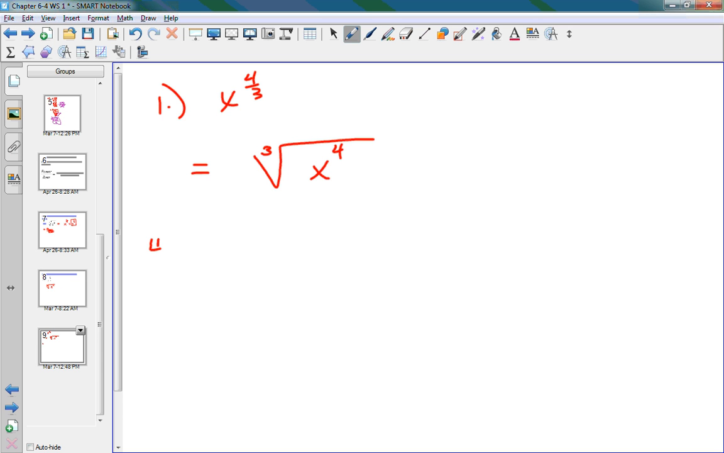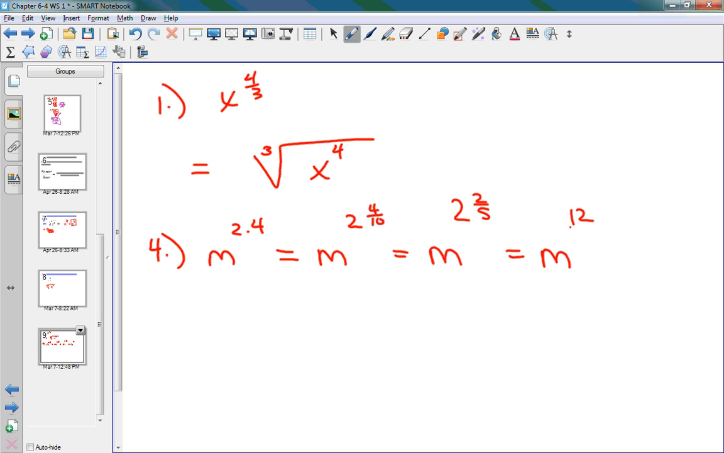Okay? Number 4, I have m to the 2.4. Well, we don't like decimals, do we? M to the 2.4 is 2 4/10, correct? What does 4/10 reduce down to? 2/5. So this is m to the 2 and 2/5. And what does that equal as an improper fraction instead of a mixed number? 5 times 2 is 10 plus 2 is 12. So I'm going to have m to the 12 over 5.